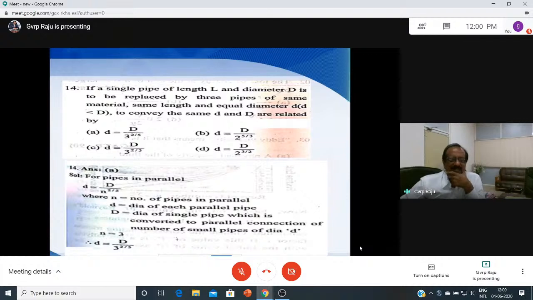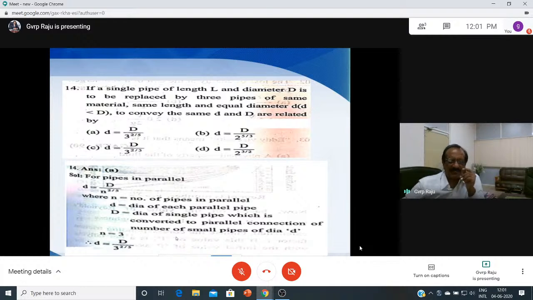If a single pipe of length L and diameter D is to be replaced by 3 pipes of same material and same length, so this is a problem under equivalent pipe. It has given length L and diameter D, to be replaced by 3 pipes of same material, same length and equal diameter, to convey the same discharge. D and d are related.